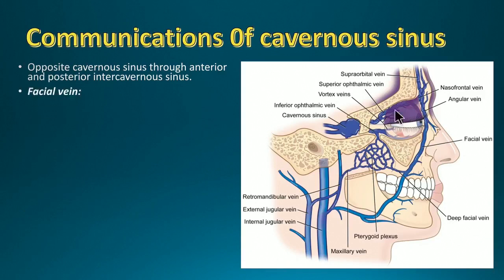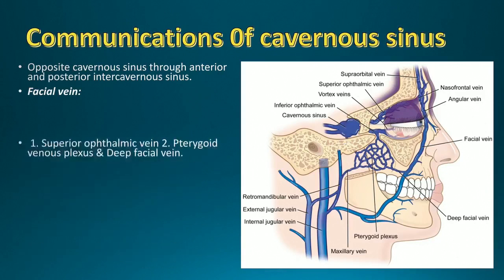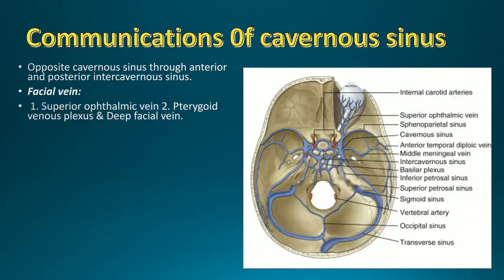Then the facial vein you are able to see here. So this is the course of the facial vein. The facial vein, through the superior ophthalmic vein, communicates with the cavernous sinus. This is one route. The other route is, one of the tributaries of the facial vein is the deep facial vein, which has a communication with the pterygoid plexus of veins, through which it communicates with the cavernous sinus. So the facial vein communicates with the cavernous sinus through two routes: one is through the superior ophthalmic vein, and the other is through the deep facial vein and pterygoid venous plexus.